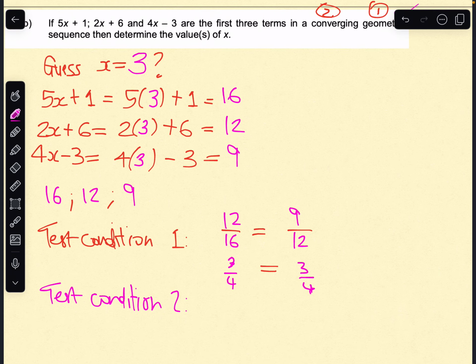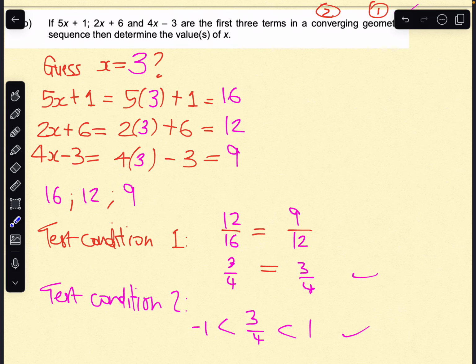And if we look at our common ratio, it is between -1 and 1. So that means that condition number 2 is also satisfied. So I have now found an x that works. I'm not sure if it's the only x that works, but more importantly, I have also managed to tease out what I'm trying to solve, right?